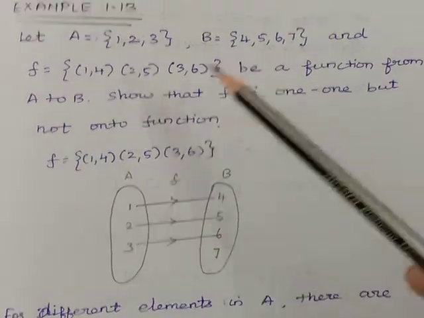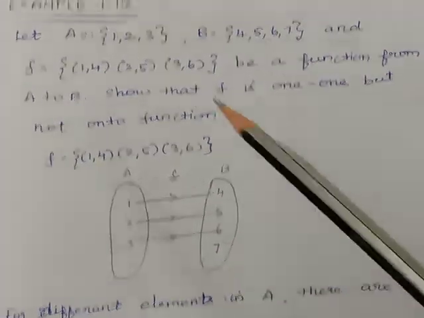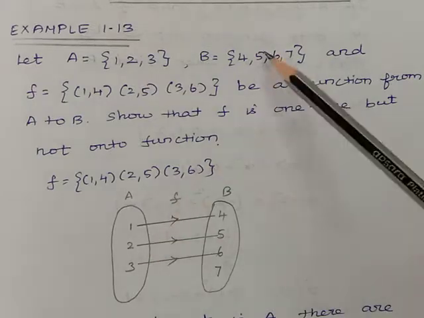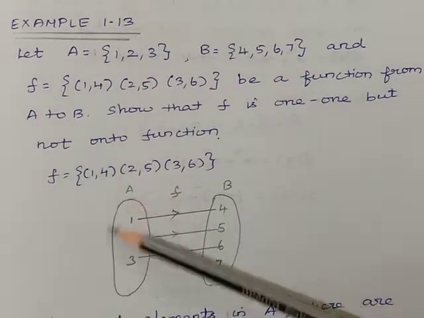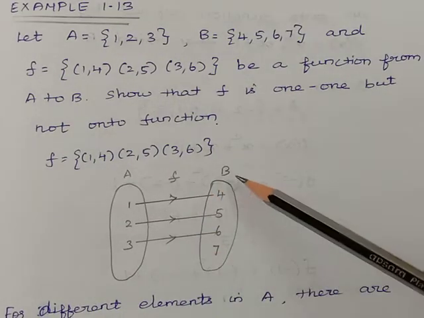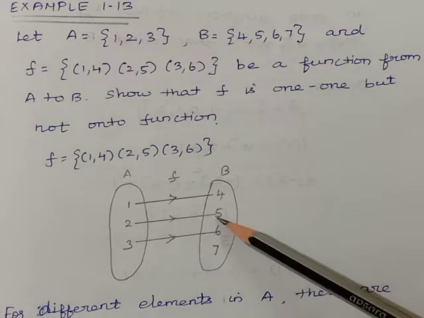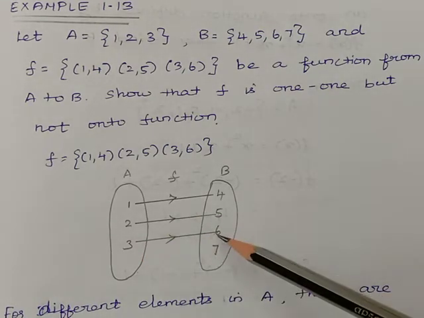See here, but it is given extra, 7 is here. Let it be here itself. A values are 1, 2, 3. B values are 4, 5, 6, 7. So this is called domain. The values of A are called domain and the values of B are called codomain. Image of 1 is 4. Image of 2 is 5. Image of 3 is 6.